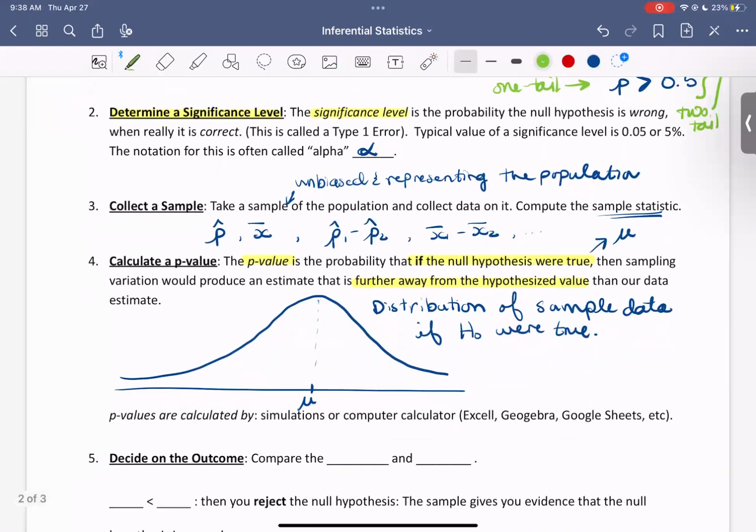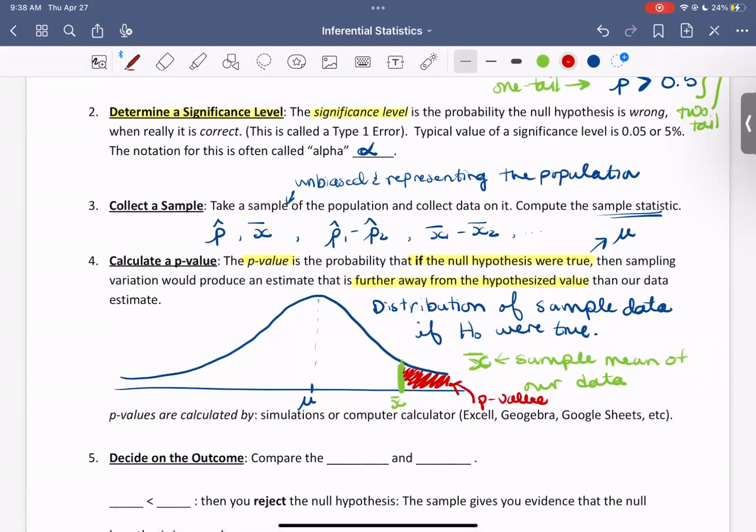So then what we do is we go and collect our data. So we find the sample mean of our data. And we place that sample mean where it falls on this distribution. So maybe X bar lives here. So this is where X bar is. So then the p-value is going to be this area under the distribution. And we see that we can interpret this area as a probability. I'm going to write that over here to the left so we have room.